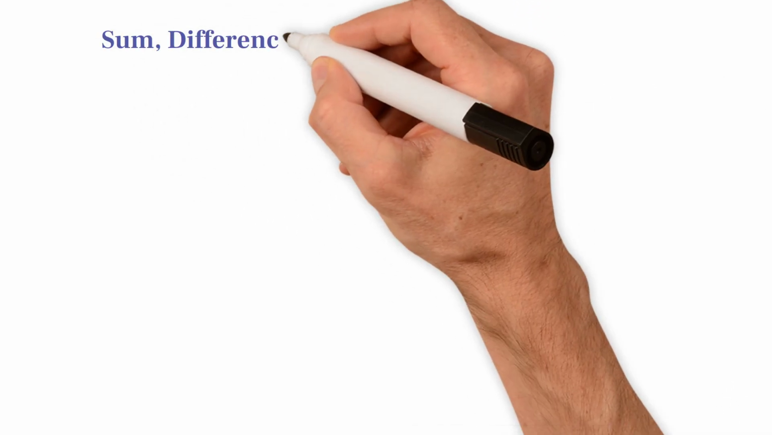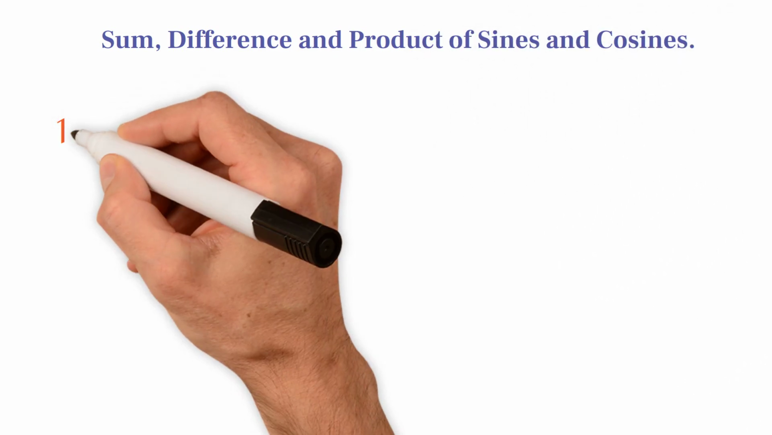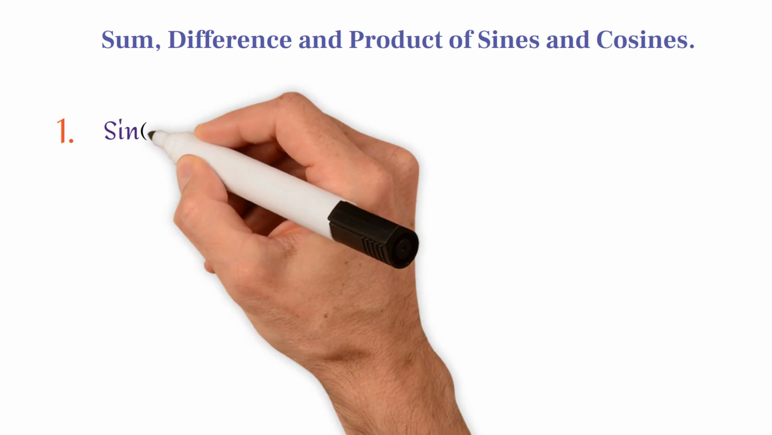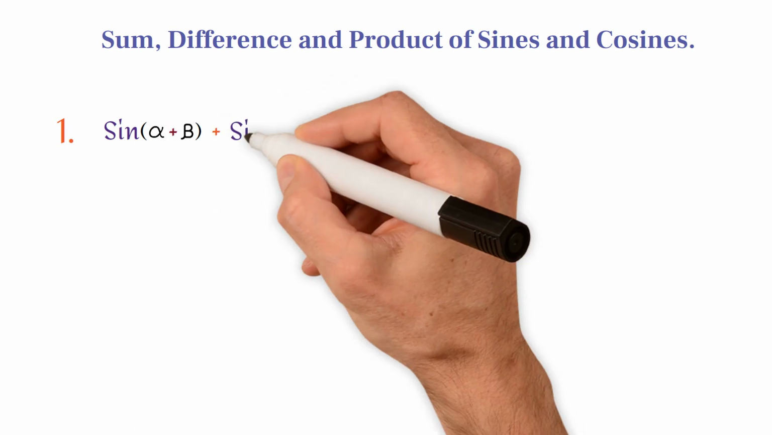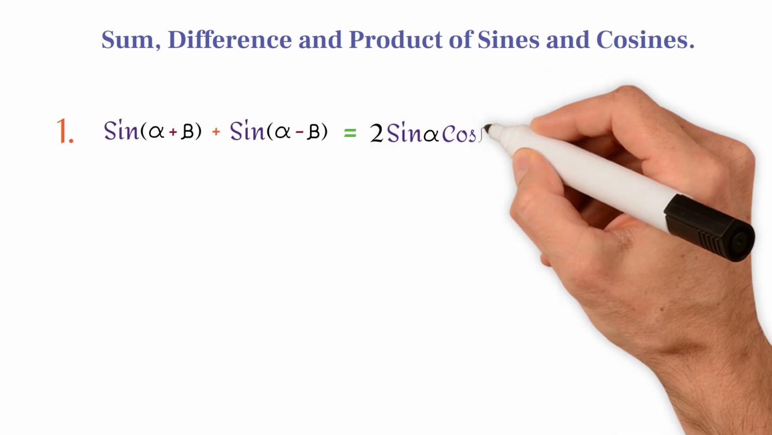Hello, in this video we're going to discuss the sum, difference and product of sines and cosines. We are going to derive some formulas like sin(α+β) + sin(α−β) equal to 2 times sin α cos β.